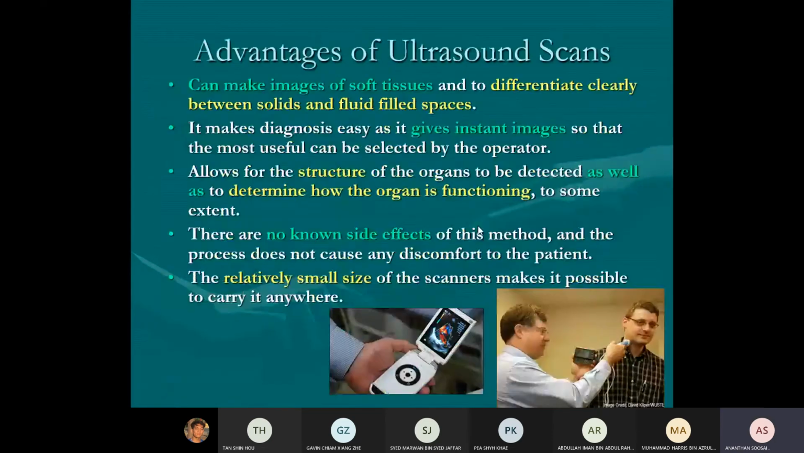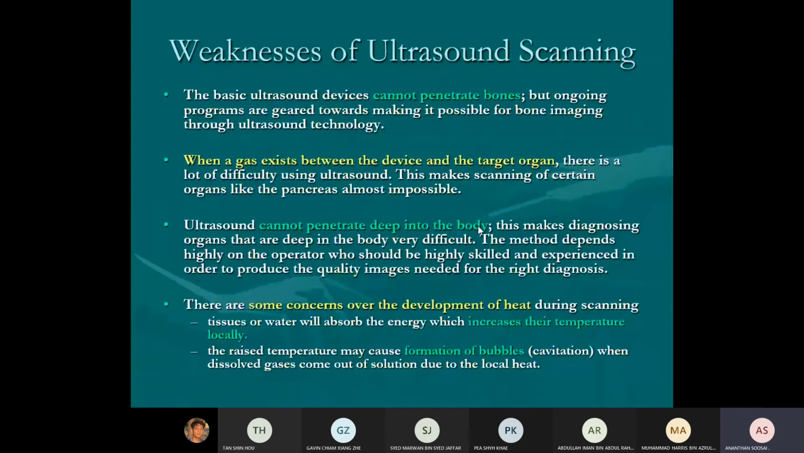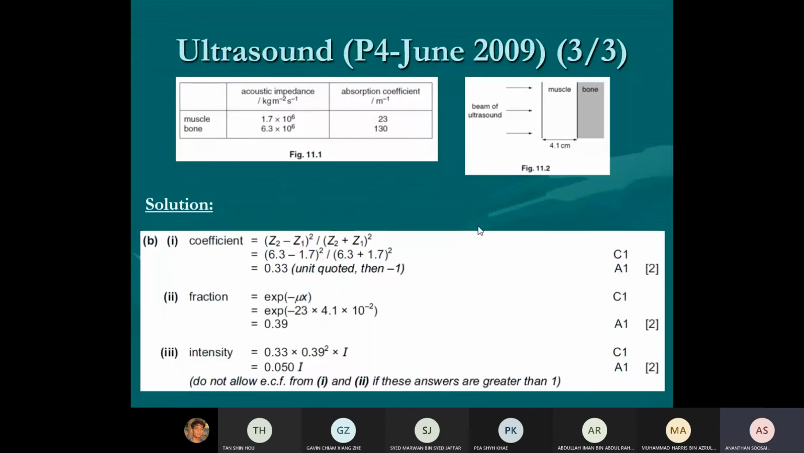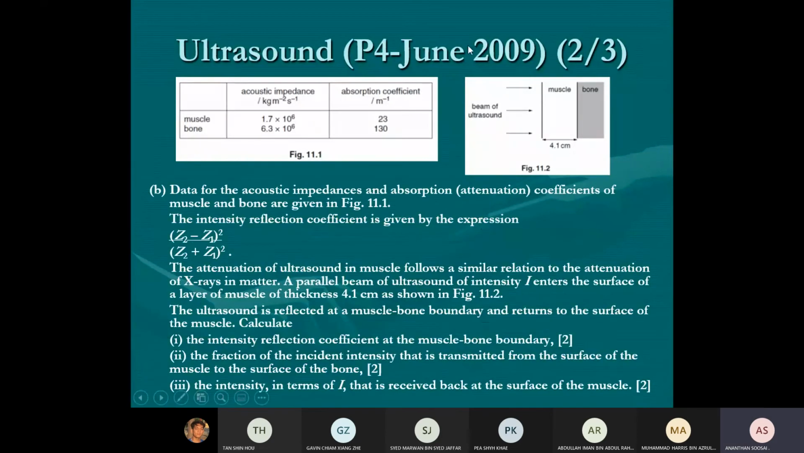Okay, let's say I go straight to one calculation. The back question. Okay, you see one question. So let's give it a try. The last part for today.